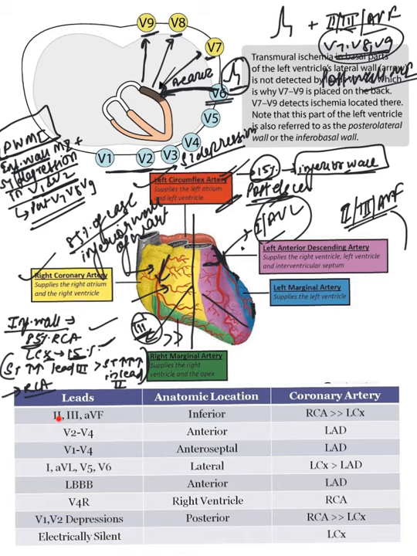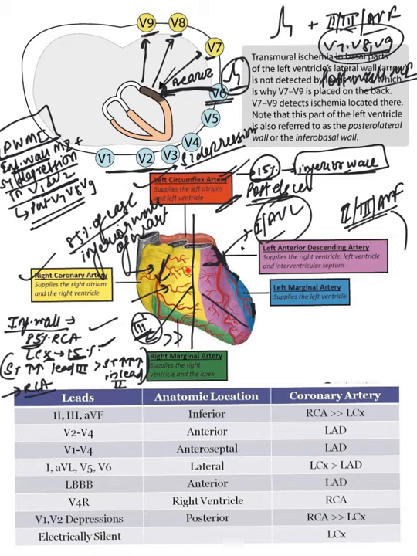V2, V3, V4 is the anterior wall of the heart and it is supplied by the left anterior descending. V1 to V4 is the septum plus anterior wall of the heart, and in that case it is anteroseptal MI, and the supplying artery is the left anterior descending. 1 and AVL is the high lateral wall, V5, V6 is the lateral wall. So this is the lateral wall MI, and in this case LCX is the more commonly involved artery.